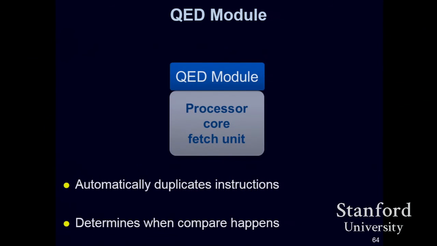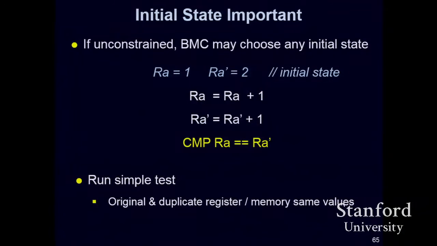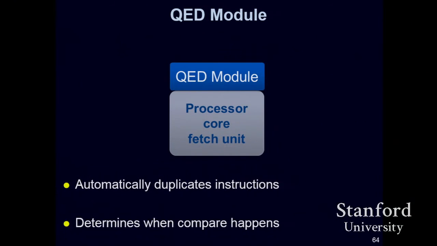So how does this work now? We have the QED module attached to the processor core. It automatically duplicates the instructions, and it also knows when it's legal to do this comparison. I'm not going into all the details, but you have to be a little bit careful about things like when instructions commit. So it tracks all of that, and it knows when both the original and the duplicate set of instructions are finished and committed, and when it's legal to compare the results.